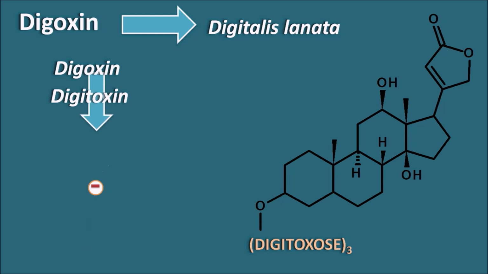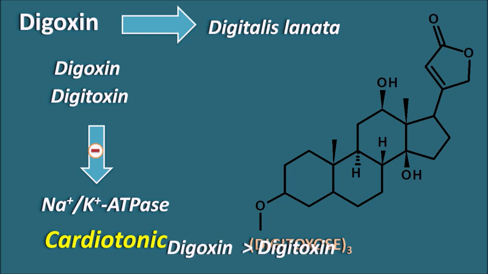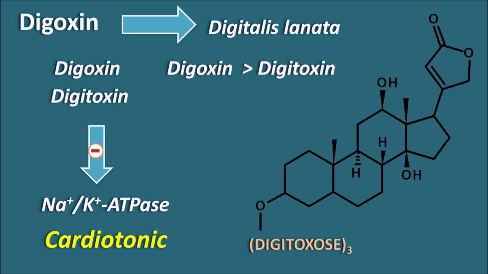These two drugs inhibit the sodium potassium ATPase pump that is present on the cardiac membrane. As this pump is inhibited, the intracellular cation levels increase, which results in increased force of contraction. In this way, these two drugs act like cardiotonics. That's why they are used in the treatment of heart failure. And among these, digoxin is more preferred than digitoxin because an antibody is available for digoxin, as well as it has less protein binding compared with digitoxin.